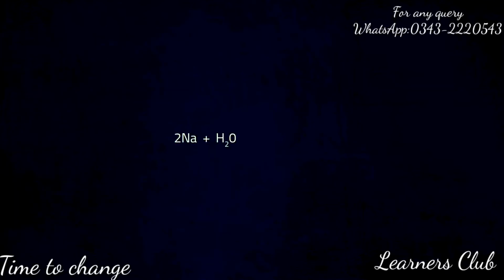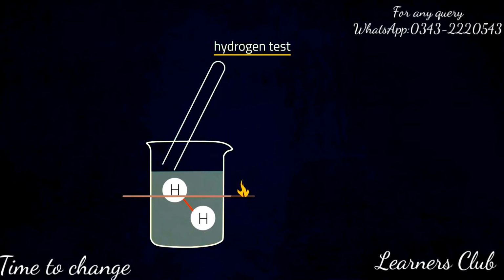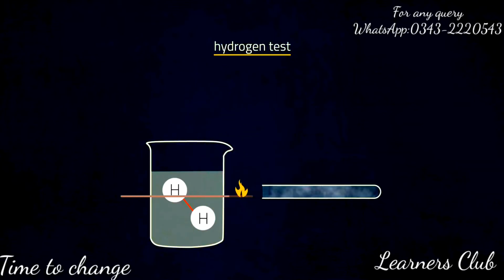The most reactive metals will react with water itself, sodium for example. You can test for hydrogen by exposing it to a flame. It ignites with a squeaky pop, and you can see condensation in the tube as water is formed.